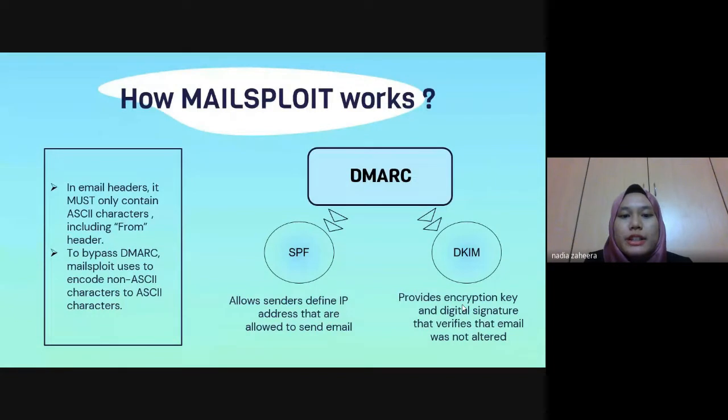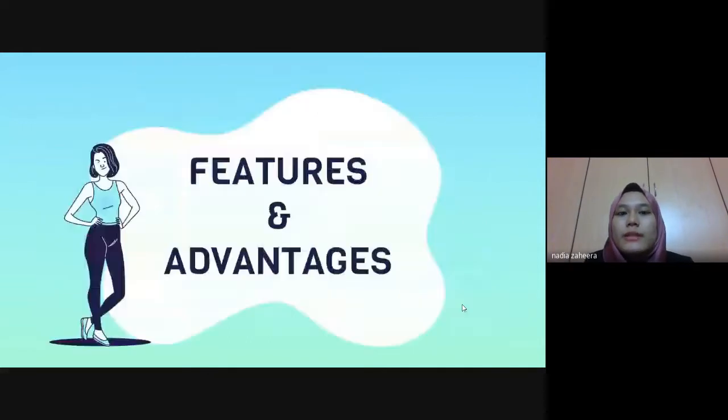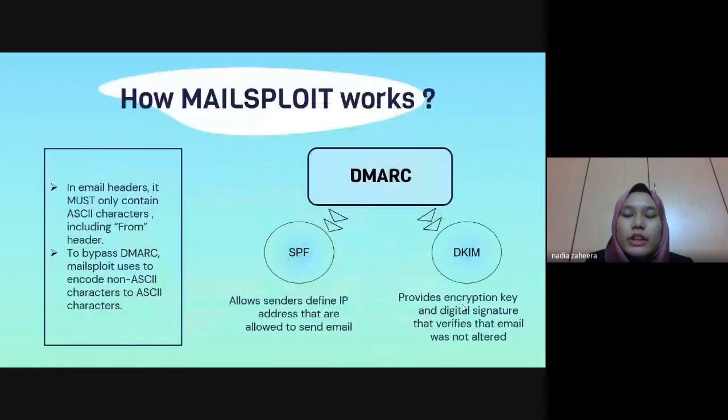DKIM provides encryption and a digital signature that verifies the email was not altered. It means that it has a private key. Every organization has one. If this private key matches the public key, which is recorded in the DNS record, it is delivered. If it does not meet all these policy requirements, it is dropped.